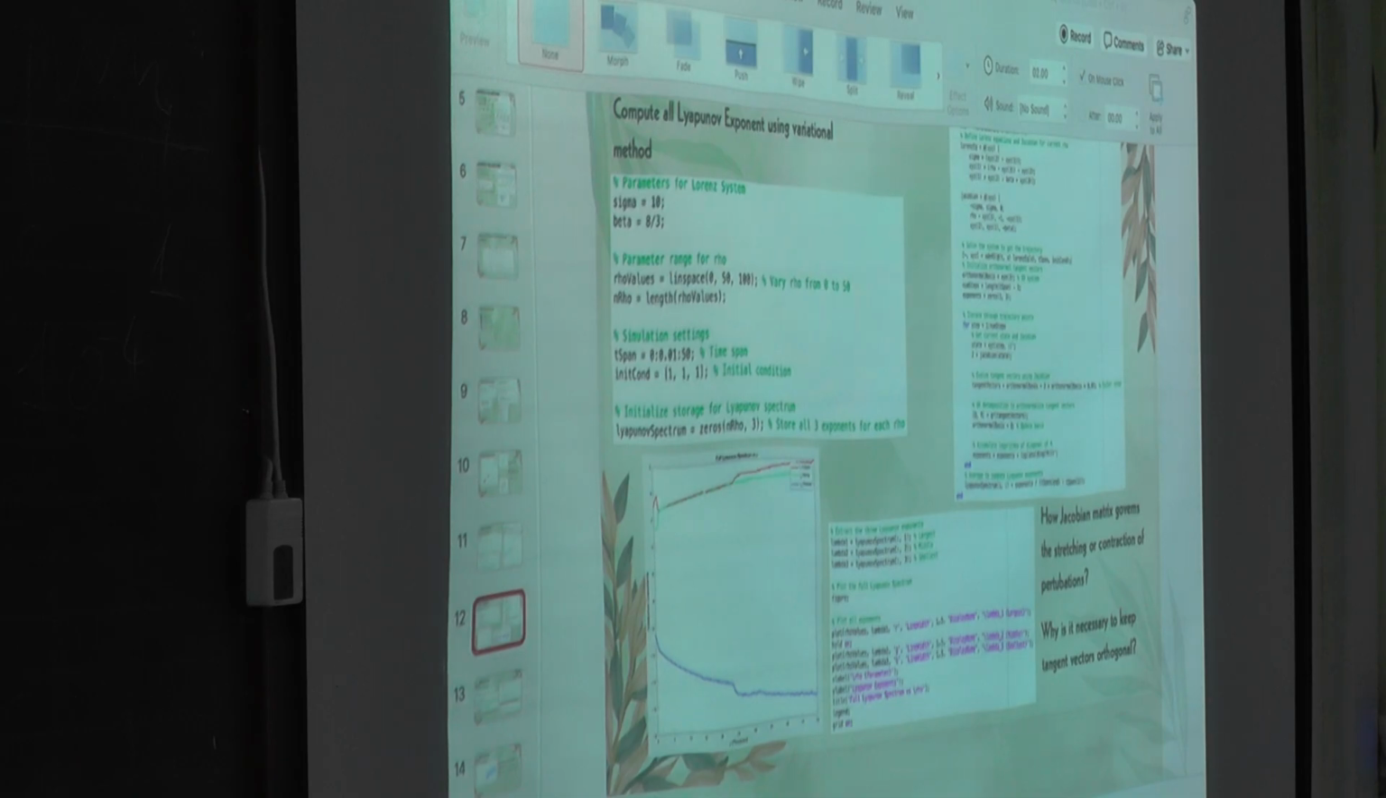Our trajectories can rotate, can grow, and then can shrink. So it's like unstable. That's why tangent vectors are very important to ensure our numerical accuracy. Okay, so that's why we are using the orthogonal tangent vectors.